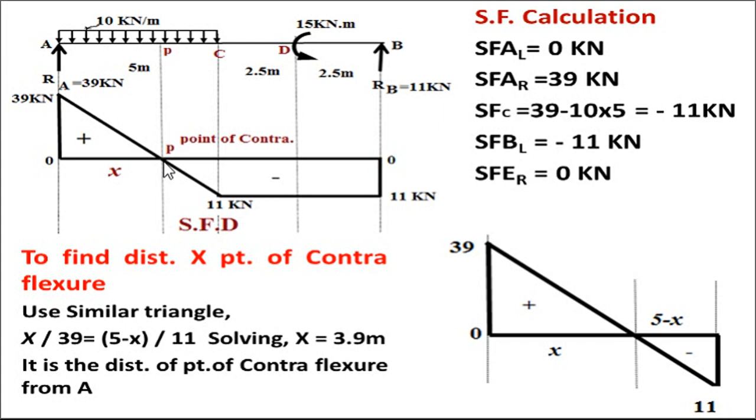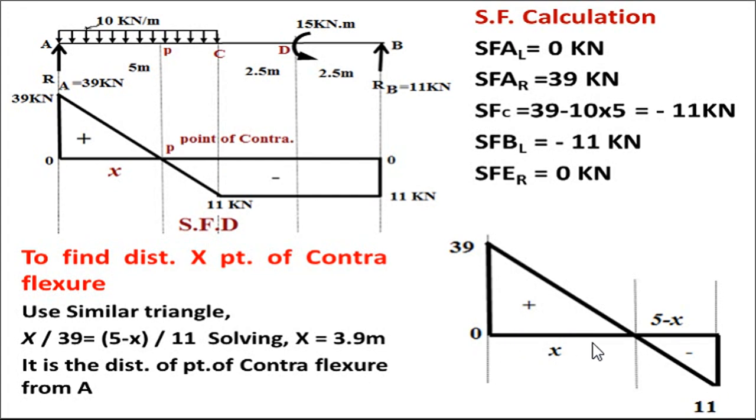So under point P, bending moment will be maximum. Now first of all, you find out this distance h using similar triangle. Now consider this left part from 0 up to 11. I have drawn this diagram separately. 39 is the topmost ordinate, 11 is the bottom ordinate.